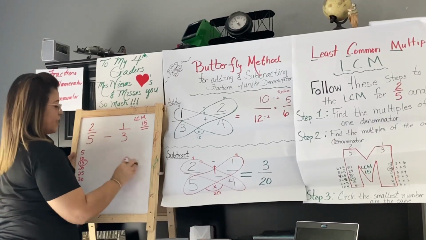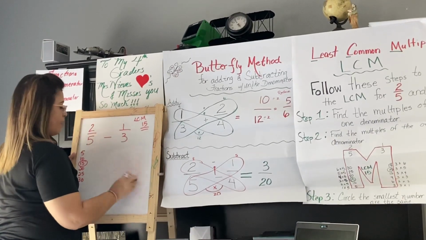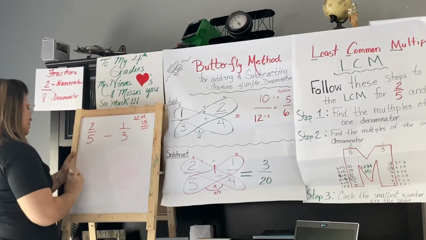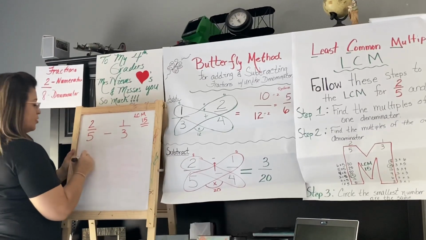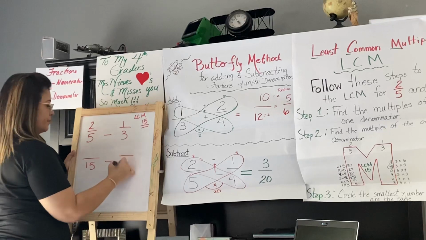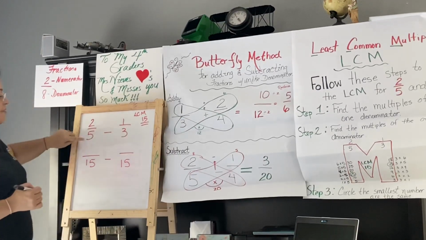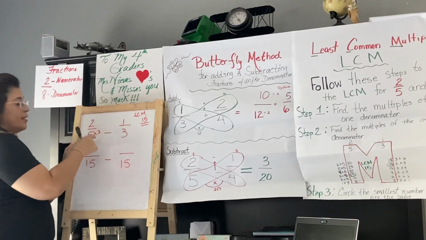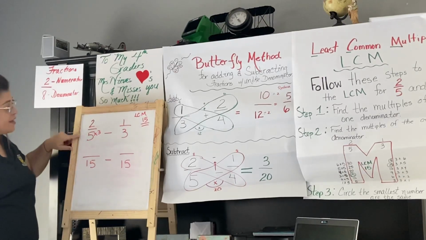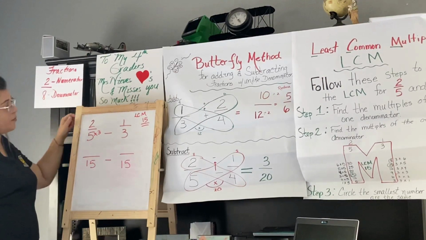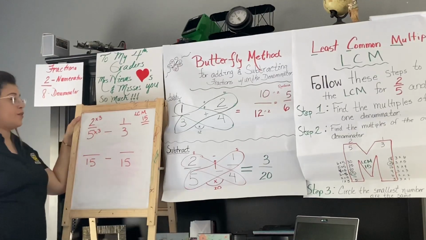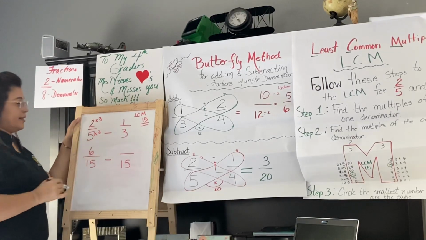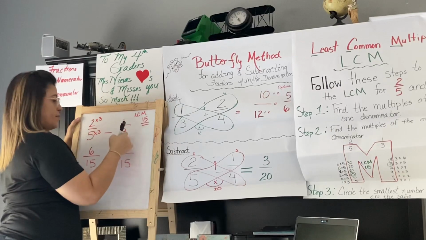Now that we found our least common multiple, we convert our denominators to the same denominator, which is going to be 15. And we think, how did I get 5 to 15? By multiplying by 3, that's correct. And anything that I do with my denominator, I must do with my numerator. That is correct. I multiply by 3 too. So we got 2 times 3, which equals 6.